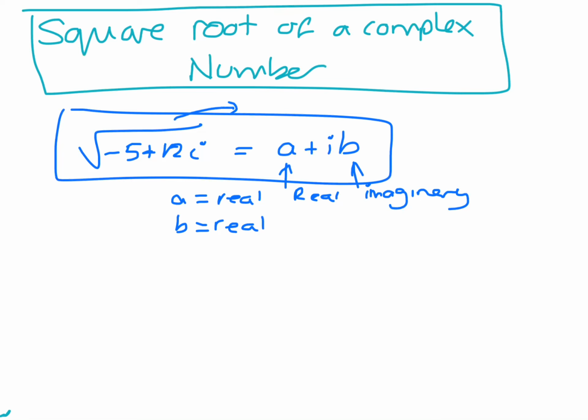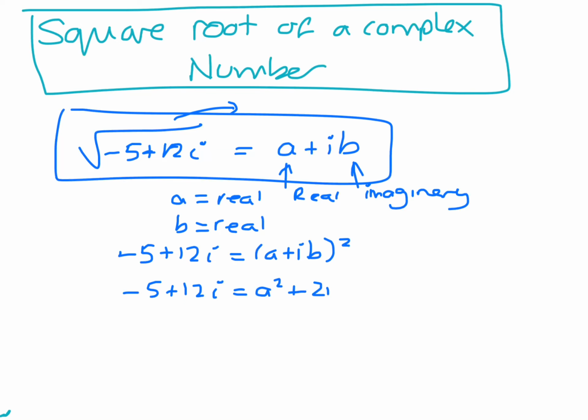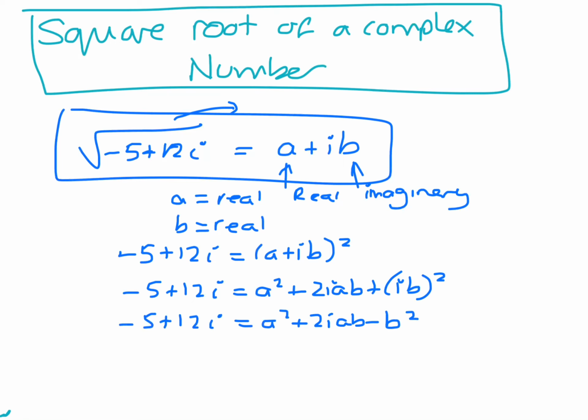So if we square the other side, we get 5 plus 12i equals (a plus ib) squared. So 5 plus 12i equals a squared plus 2iab plus (ib) squared. So it's a squared plus 2iab minus, now i squared is minus 1, so it's minus b squared. So 5 plus 12i equals a squared minus b squared plus 2iab.